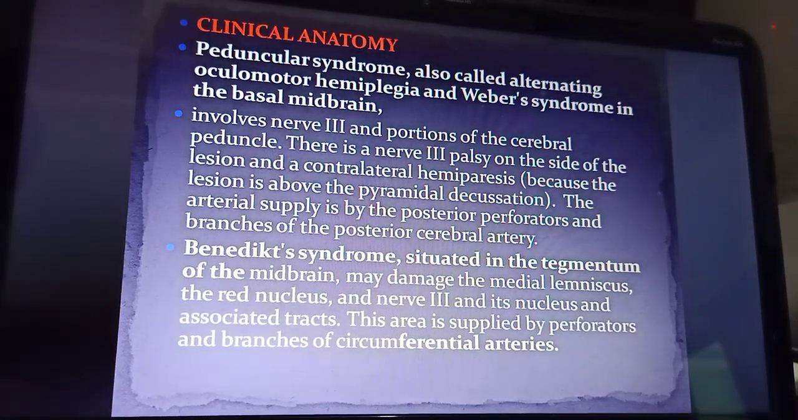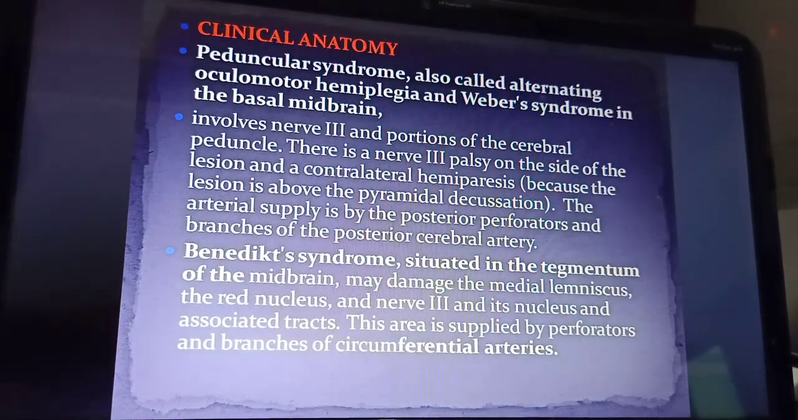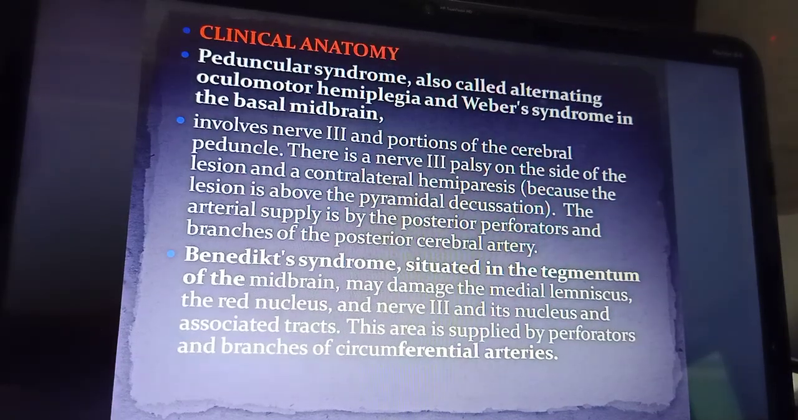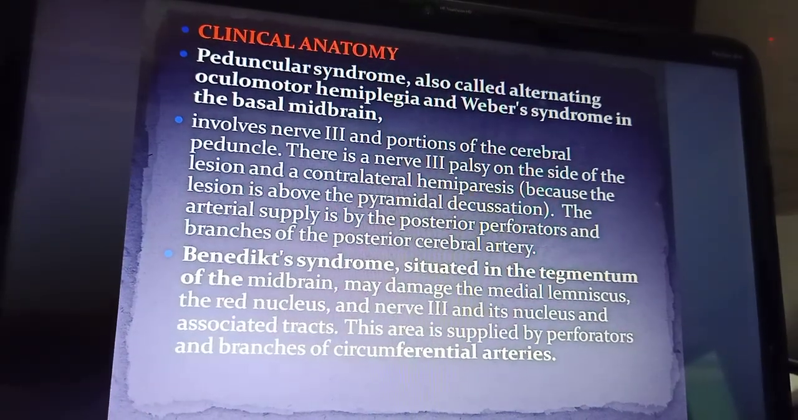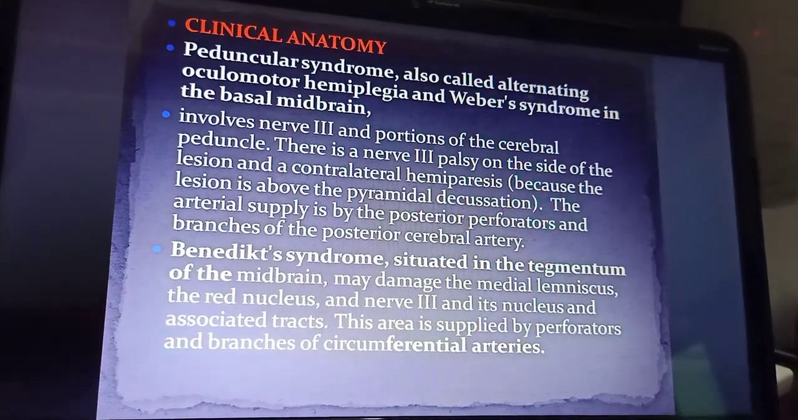One other syndrome is Benedict syndrome, situated in the tegmentum of the midbrain, which may damage the medial lemniscus, the red nucleus, the third nerve, and the nucleus of the associated tract. This area is supplied by perforators and branches of circumferential arteries.